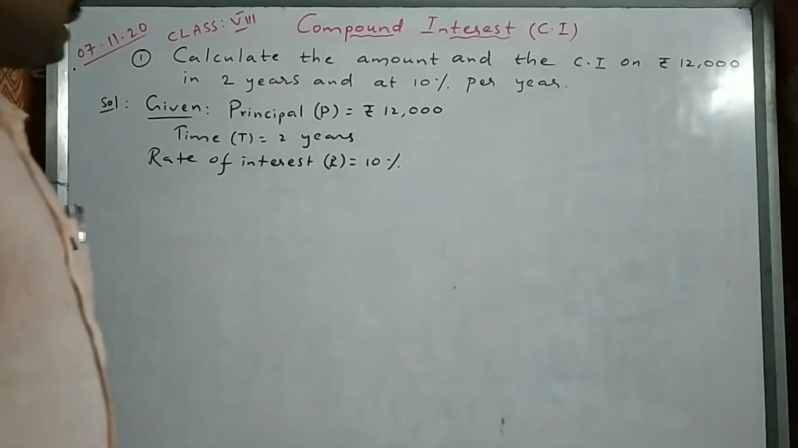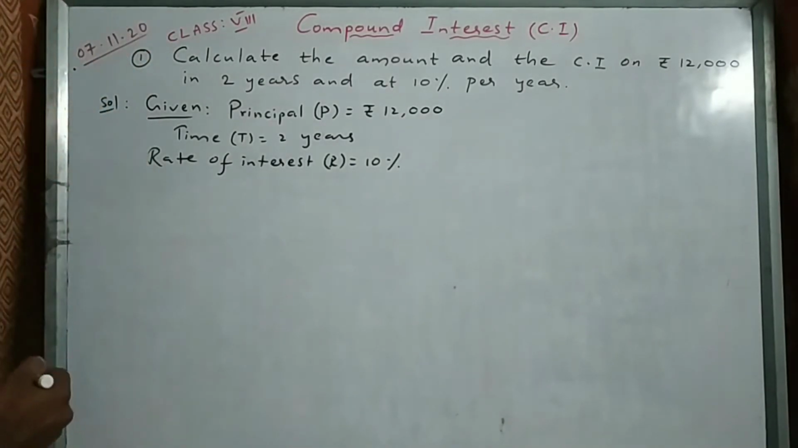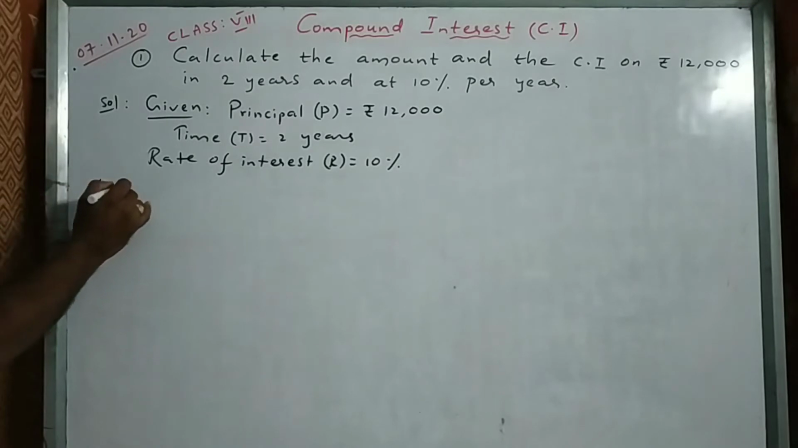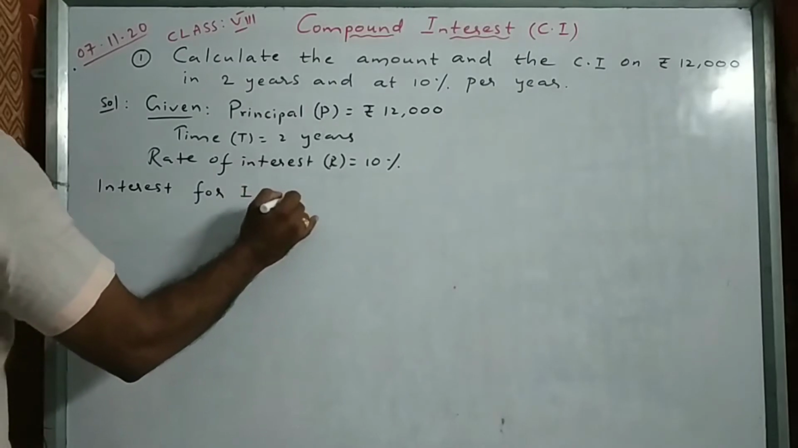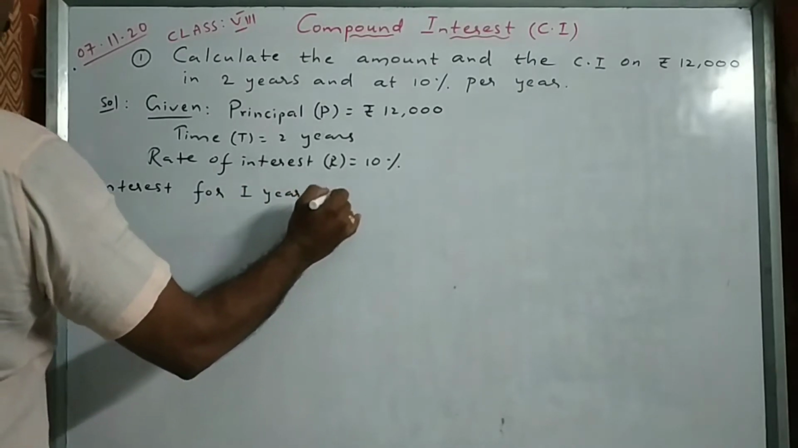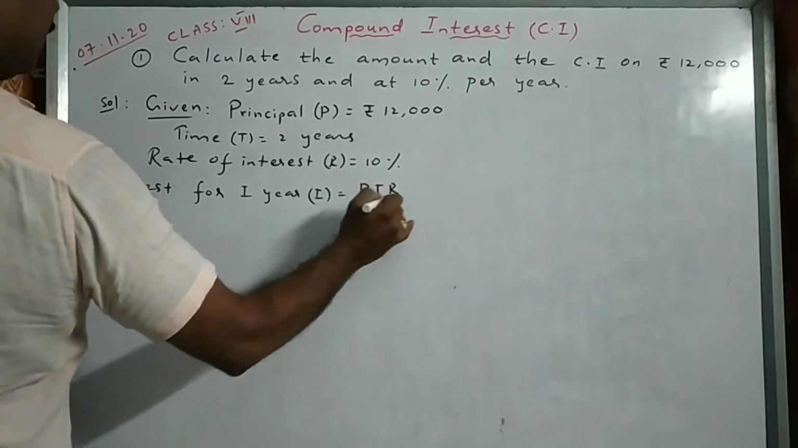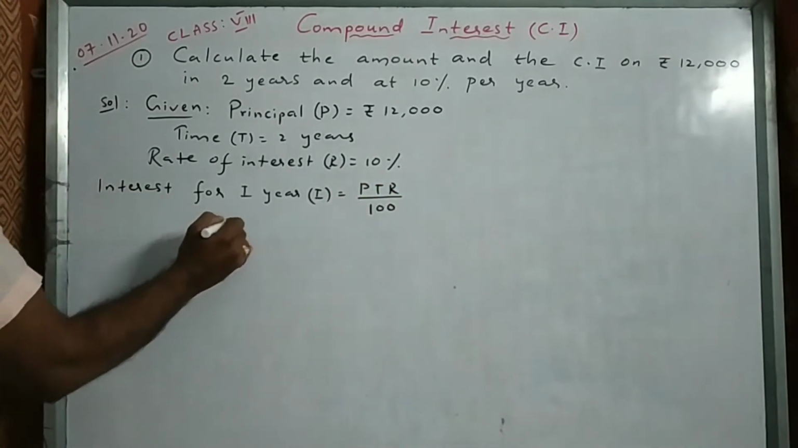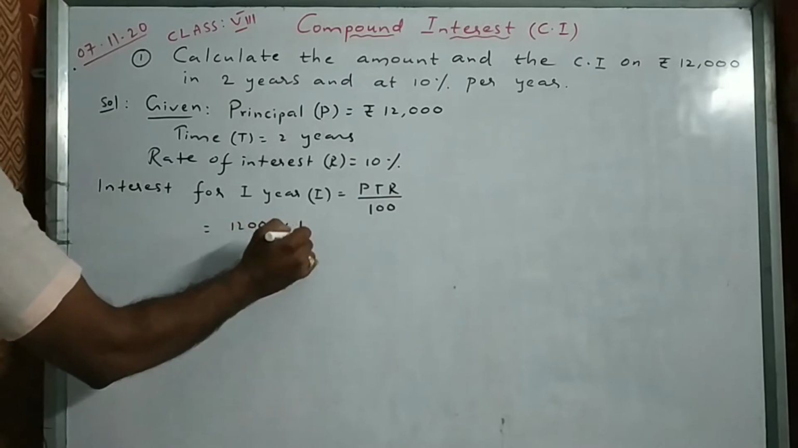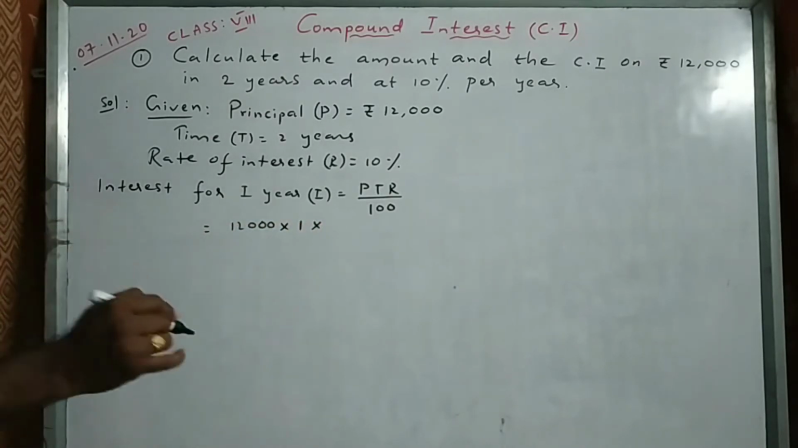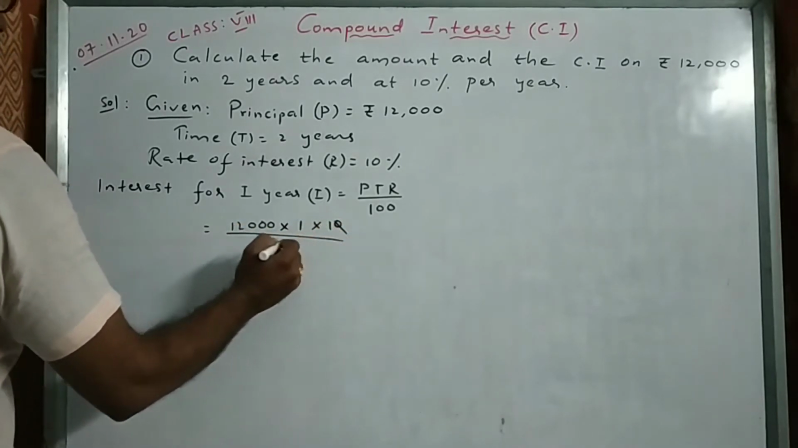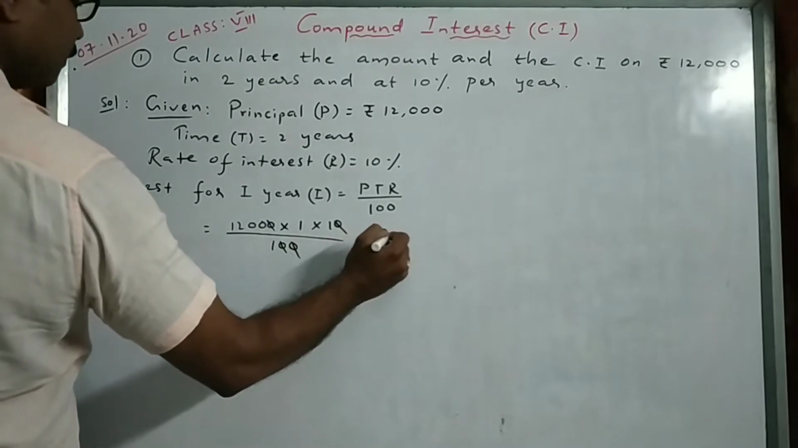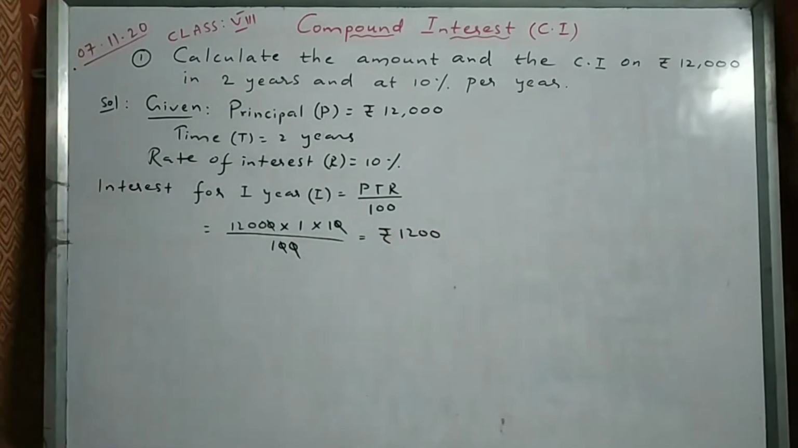Here, first I am going to calculate the interest for the first year. I is equal to PTR by 100. P value I know, 12,000, into T value 1, for the first year only I am finding. R value 10 upon 100. Rupees 1200 is the interest for the first year.